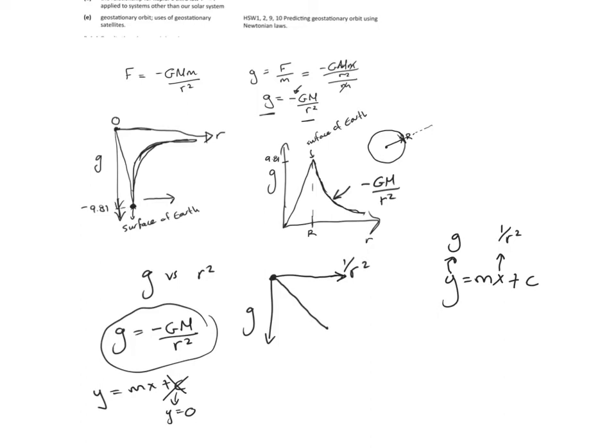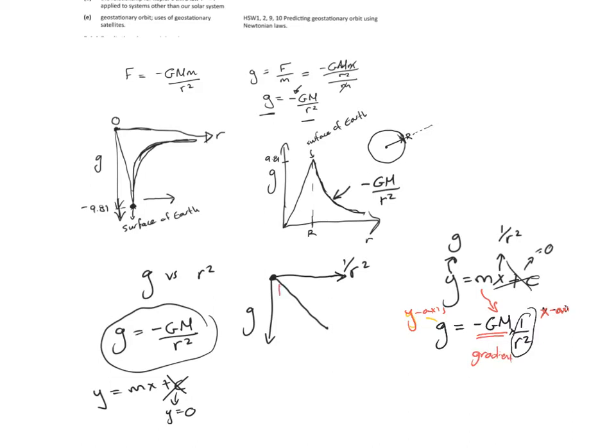So if I draw this graph now, I will have a straight line, and we said there's no y-intercept, so that is 0, because there is no constant part of the expression. So g is equal to minus GM times 1 over r squared. So that's your x-axis, this is your y-axis. That leaves you with this value being m, your gradient.